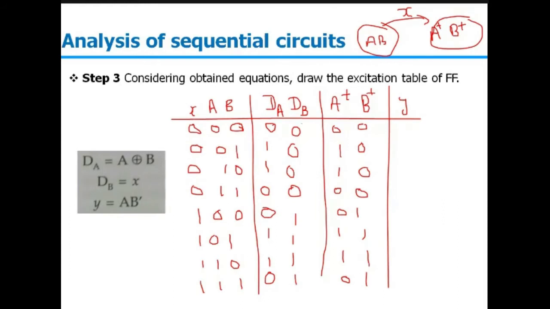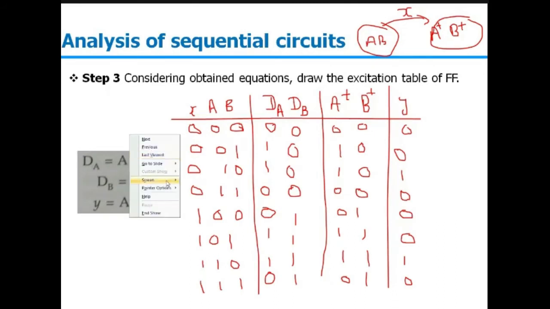Output is AB bar. So AB bar, first case 0, 0, then 1, then 0, 0, 0, 1, 0. This will be our state table or excitation table of the given circuit. Now we can directly draw the state diagram through this table as well, or we can reduce it to another form. So I will just give you an example of how we can draw the state diagram from this table.